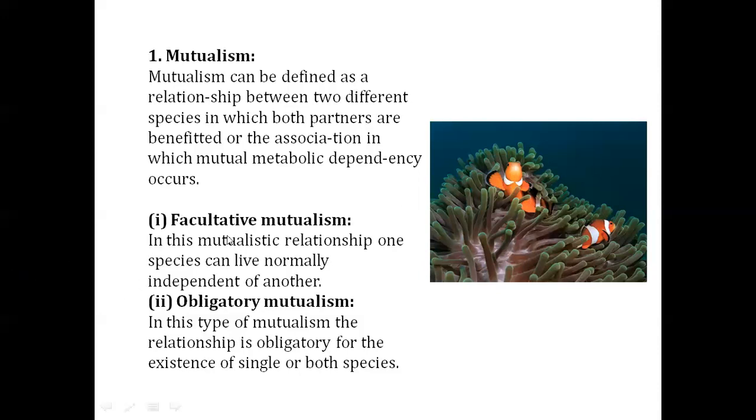So these are further divided into two types. One is facultative mutualism, and the second is obligatory. Facultative means in this mutualistic relationship, one species can live normally independent of another. That is the facultative. Obligatory means in this mutualism, the relationship is obligatory for the existence of one or both species.